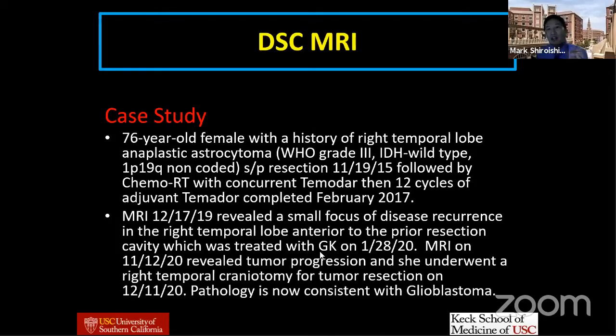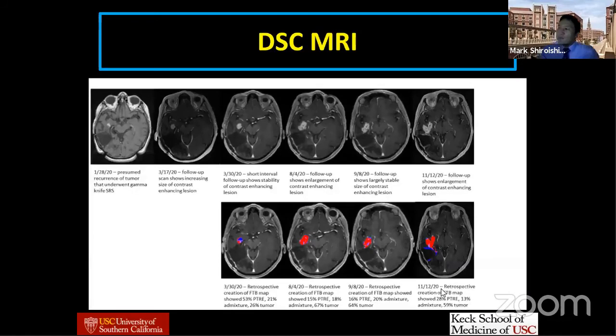So this is stereotactic radiosurgery. She didn't undergo open surgery or anything like that. They did focal radiation therapy to it in January 2020. And she underwent MRI surveillance through that time. And eventually she got reoperated on, and she's found to have glioblastoma now. So she went from grade 3 to grade 4. But we'll just show you, just from an imaging standpoint, how this happened.